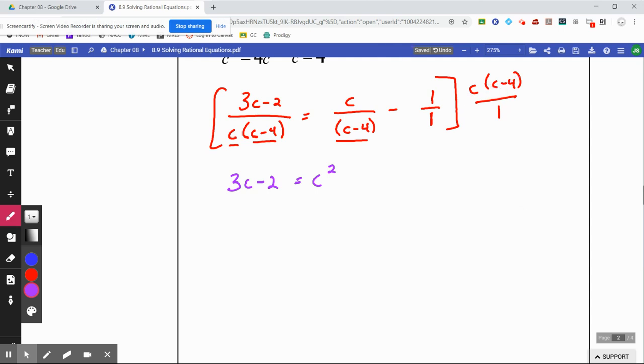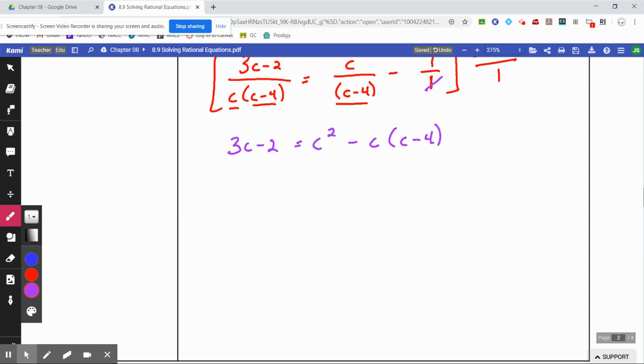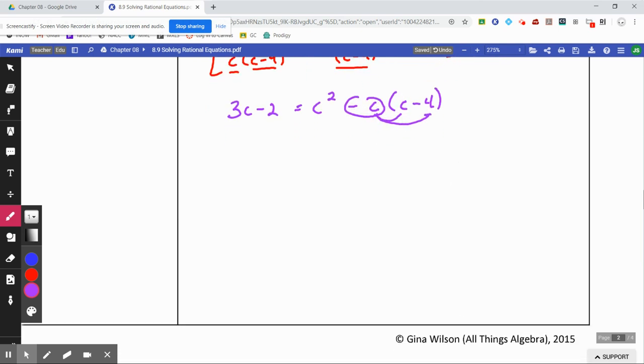And now when I multiply my third term by it, nothing cancels. You have the 1 on bottom, and then 1 times that stuff on top is a negative c times c minus 4. Now, this is the reason I didn't have to put brackets around this, because I'm about to distribute that c. If you go ahead and include that minus as you distribute it, that'll be the same as putting parentheses around it. So you have 3c minus 2 equals c squared.